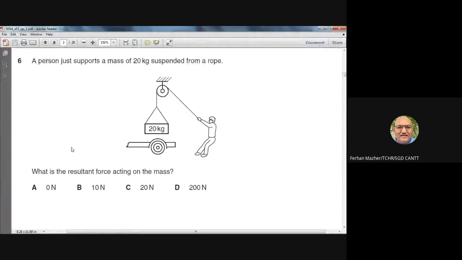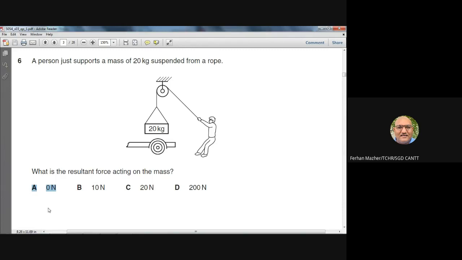He says a person just supports a mass of 20 kg suspended from a rope. What is the resultant force acting on the mass? Because you see, this mass is not moving upward, neither is it moving downward, it's just suspended there. So the resultant force on the mass is 0. The resultant force is 0 because this object is not moving.